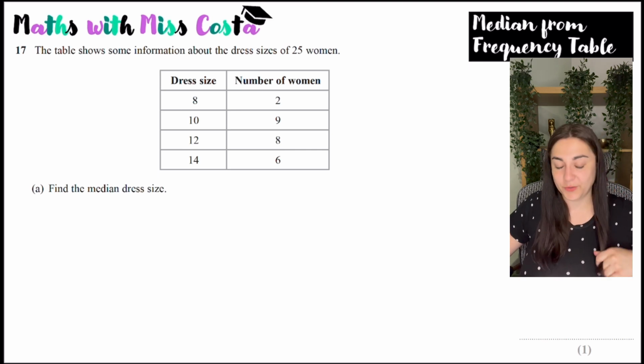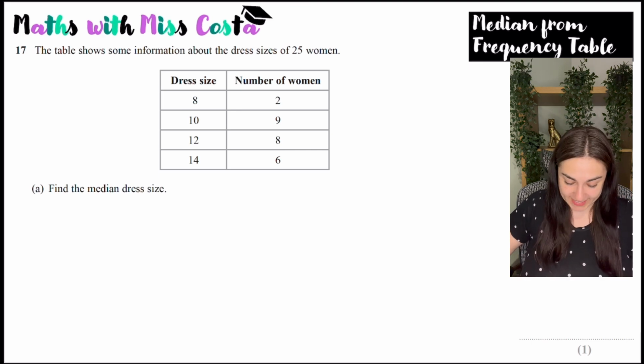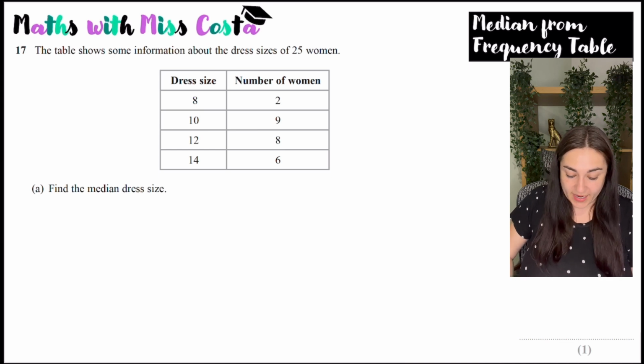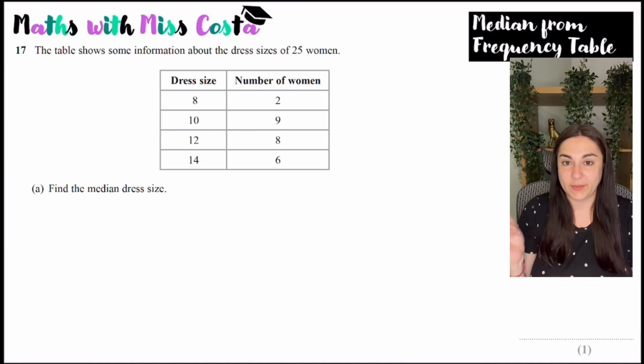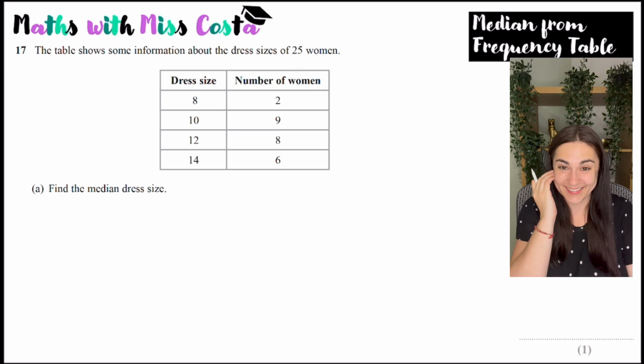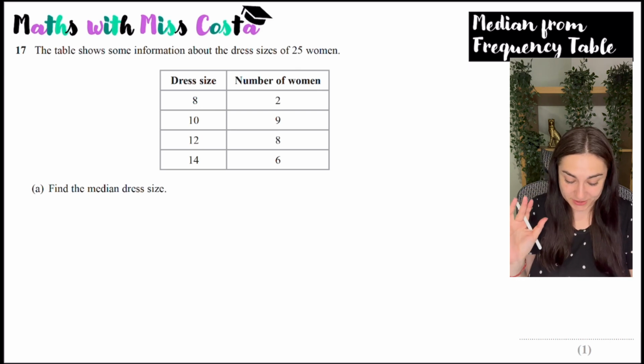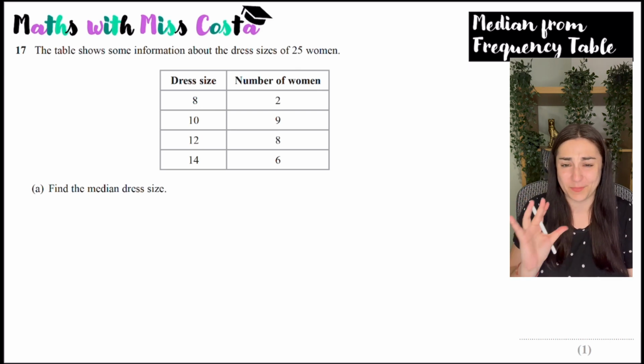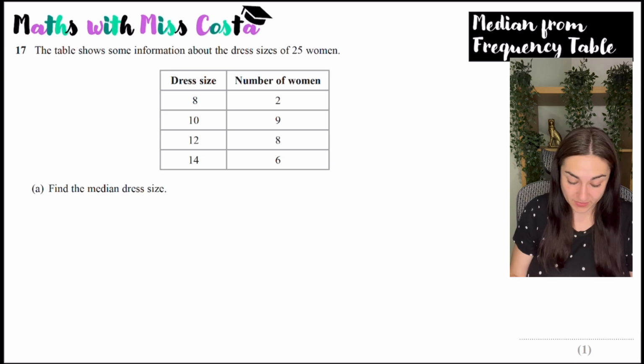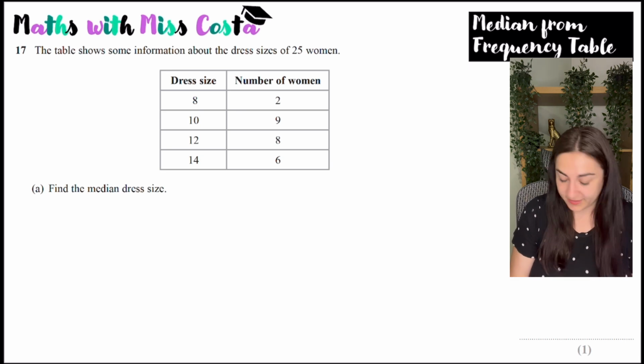Okay, next I have to work out the median from a frequency table. So to work out the median, there's a few ways we can do this. There's the quick way, and then there's the long way. So I'm just going to show you the long way, just in case you panic and you forget how to do it. So let's actually read from this frequency table.